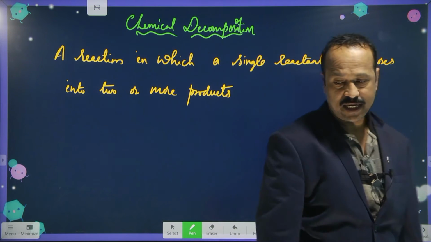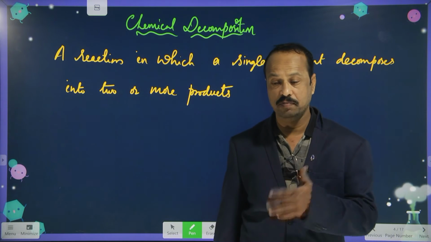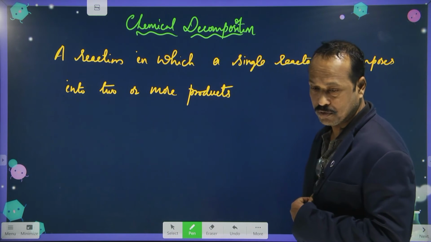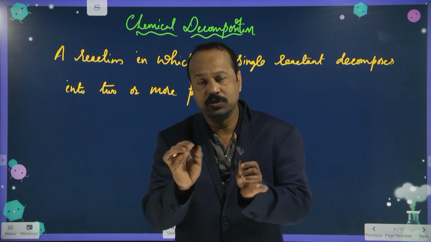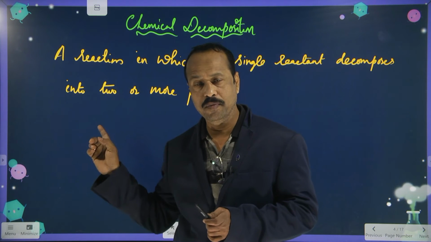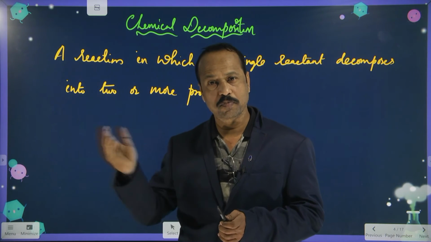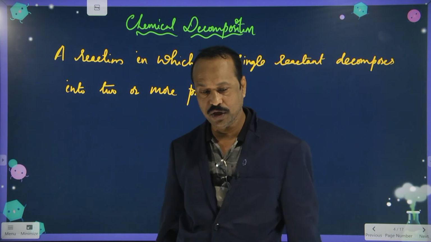So here the reactant will be only single. Reactant will be 1, but products will be more. Such types of reactions are called decomposition. It means, this is a pen. If I apply force, it breaks into 2 pieces. So I get 2 pieces, right? Like that, one compound may break into 2 or more substances or 2 or more products. That is called a chemical decomposition. Clear to you?